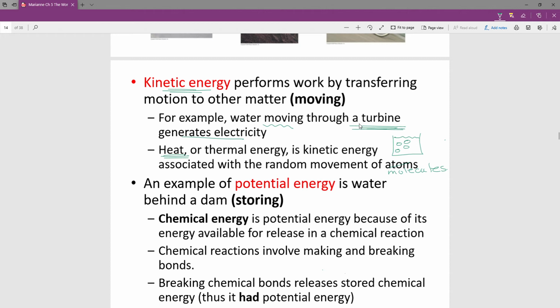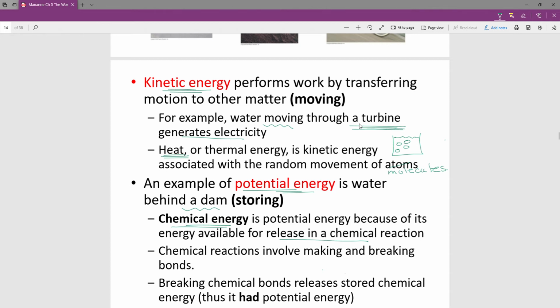Going back to the hydroelectric dam connection to these two kinds of energy. Potential energy is stored energy. So the water being stored behind a dam is an example of potential energy. And chemical energy, when we talk about the energy that's stored in chemical bonds, that is potential energy because it could be released in a chemical reaction.